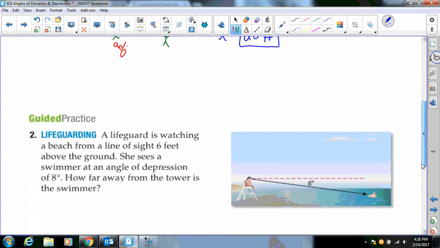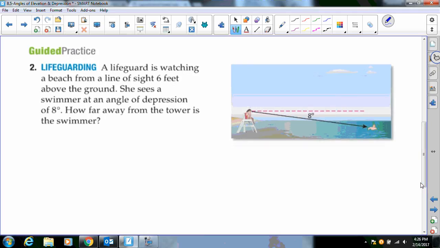Okay, the next one says a lifeguard is watching a beach from a line of sight 6 feet above the ground. So I'm going to put that in right here, make that 6. She sees a swimmer at an angle of depression of 8 degrees. How far away from the tower is the swimmer? So we're trying to figure out that distance there. And once again, if the angle of depression is 8 degrees, then this angle right here, the angle of elevation in this case, would be 8 degrees.